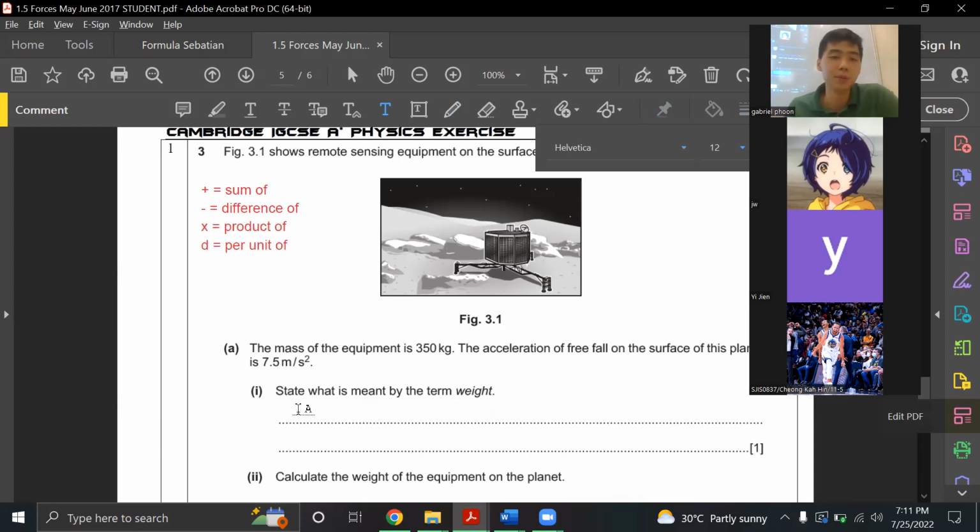So from here, if they ask me what is meant by the term weight, I know that weight is equal to mg, right? It's going to be the product of mass and gravity. If you want to be a bit more safe, in the downwards direction. If you want to write a lot more, you are free to do so, but it's definitely just 1 mark.